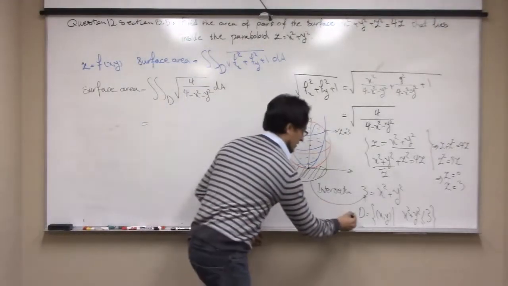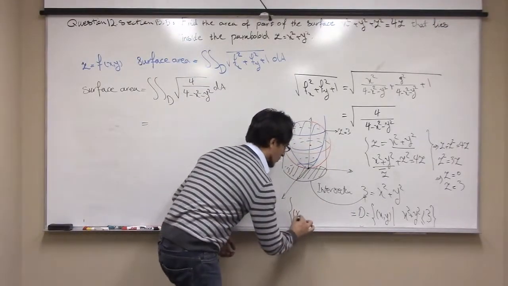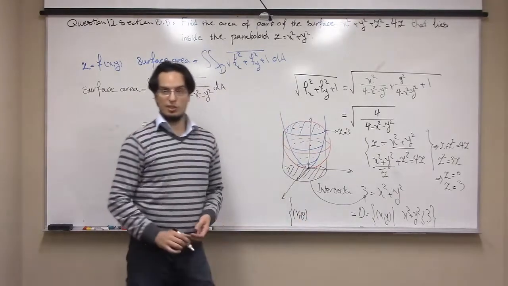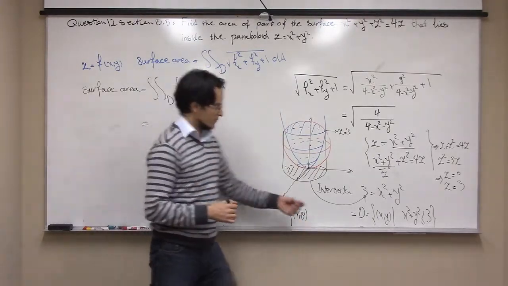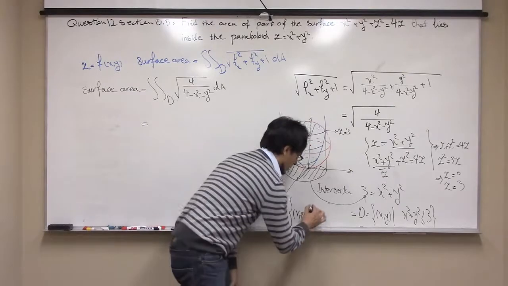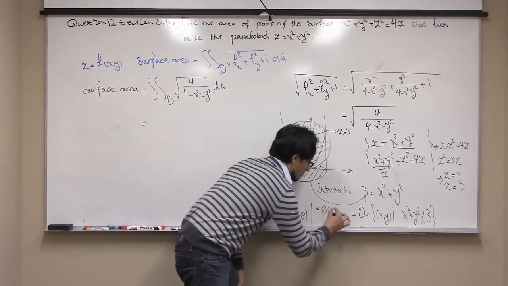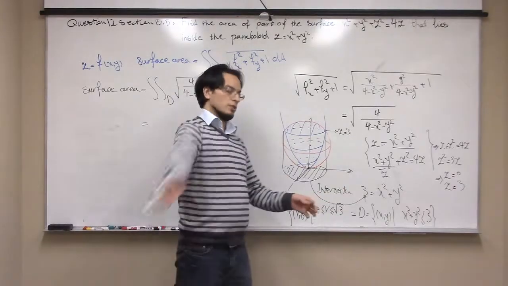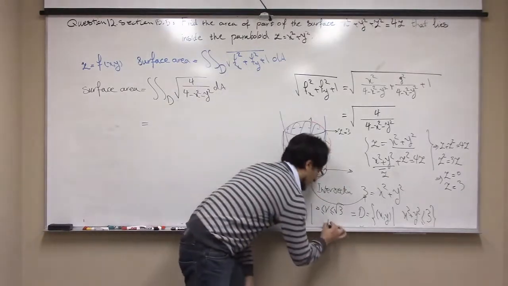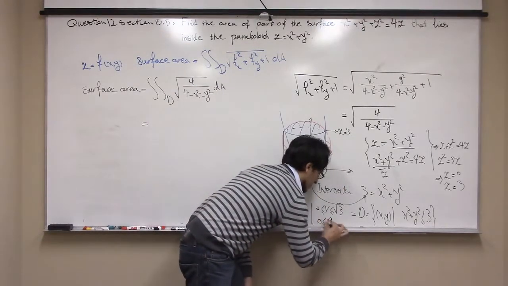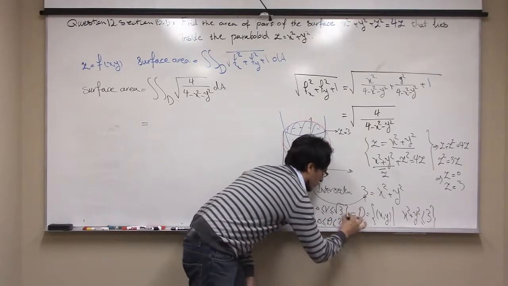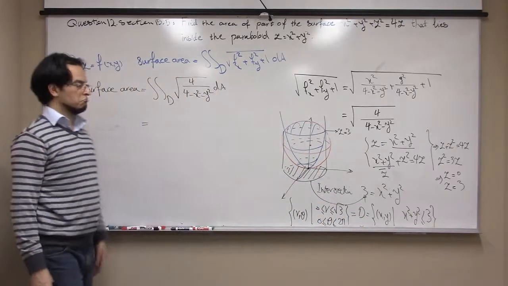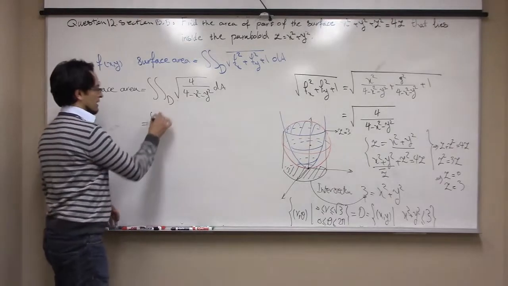So, in other words, the best idea would be I rewrite this region in polar coordinates, which is a circle. So basically r is between 0 and √3, and it's the whole circle, so that means theta goes from 0 to 2 pi. Everything is ready to go.